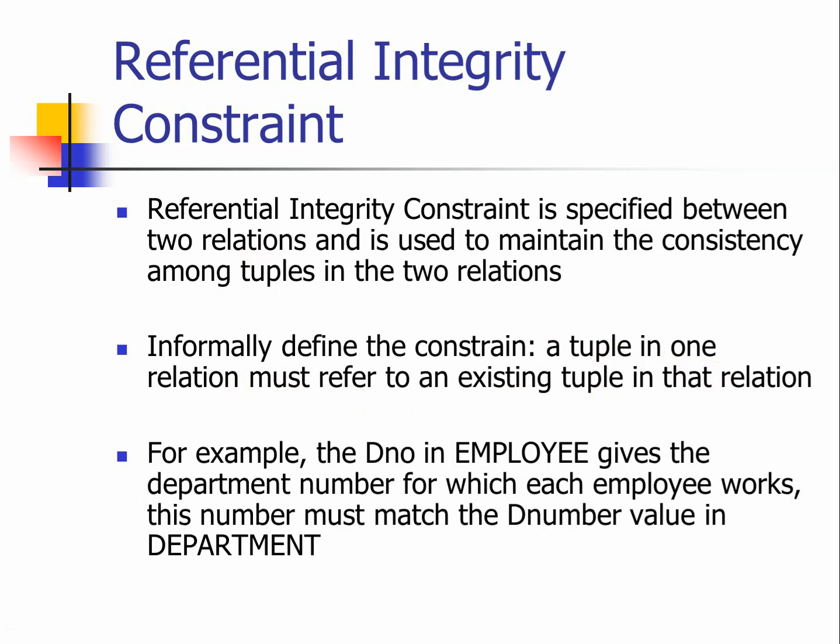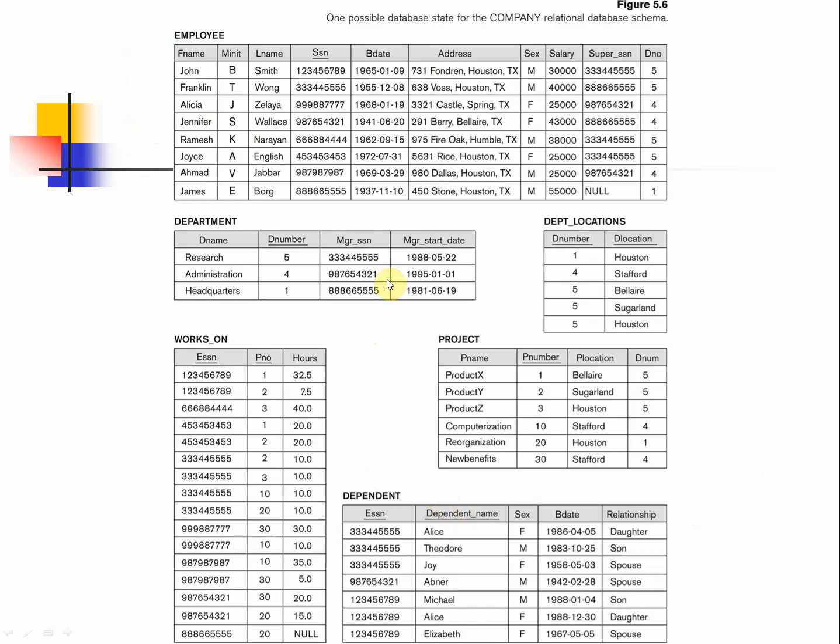For example, an employee works for department number 5. That department number 5 needs to be well defined in the department table already. Otherwise, you are referencing something that does not exist, and that cannot be right. So this is the example we have over here. Therefore, let's take a closer look at the data itself. This is probably your first time looking at real data.